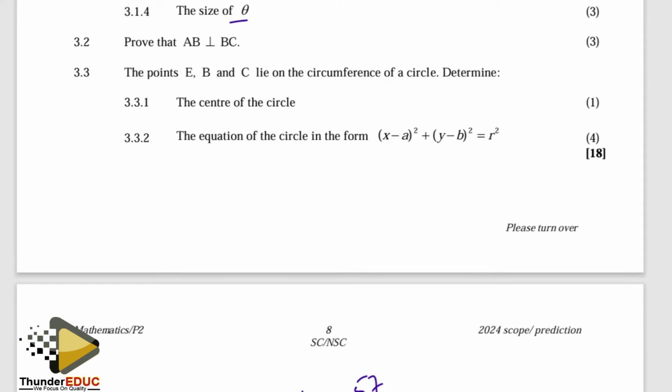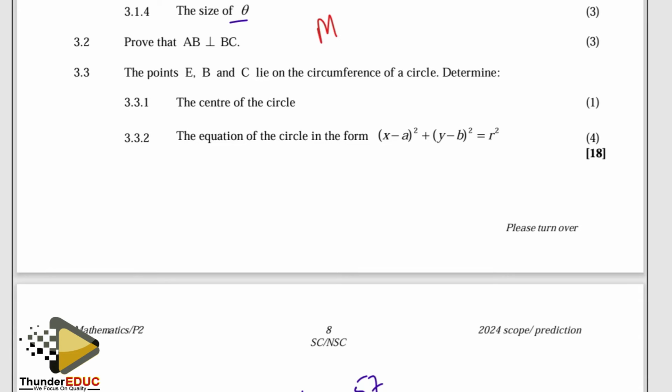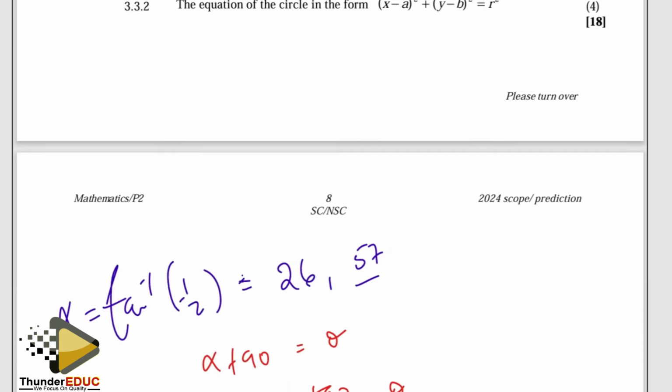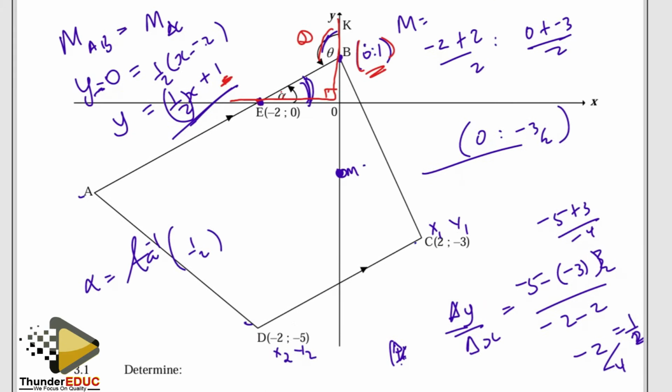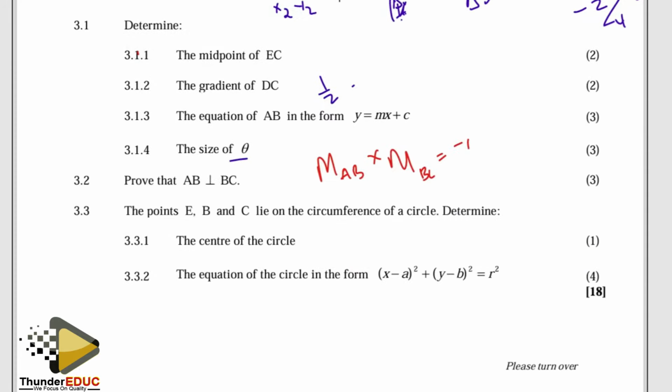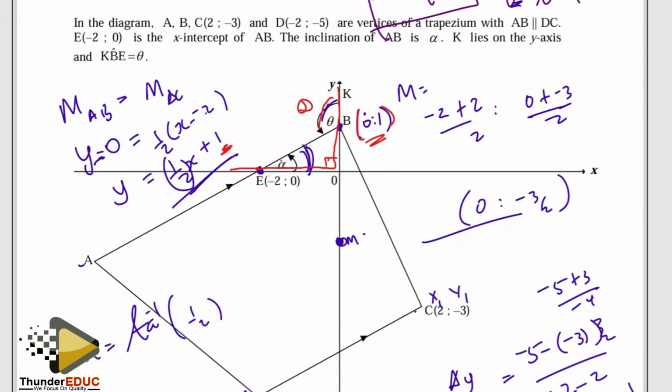Okay, so what we know about perpendicular lines is that if we get the gradient of AB multiplied by the gradient of BC, we should be able to get negative 1. So this is what the question is asking for. Can we get the negative 1? If that is true, then we prove that the line is perpendicular. So we already have the gradient of AB, which is a half. All we need is the gradient of BC.